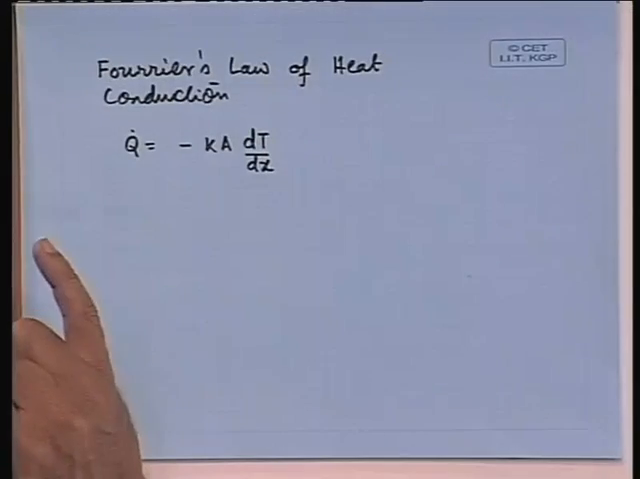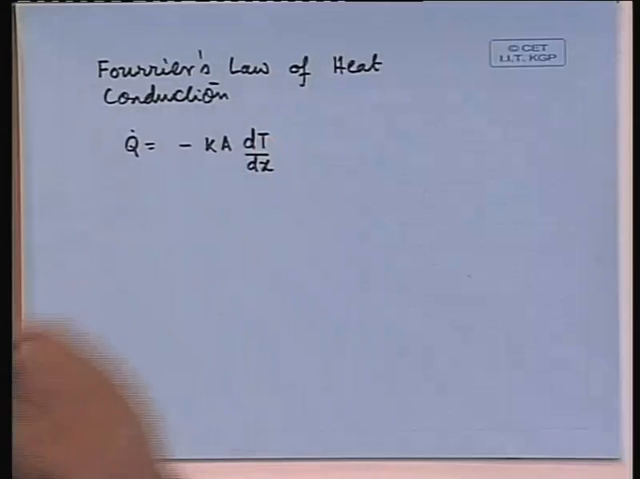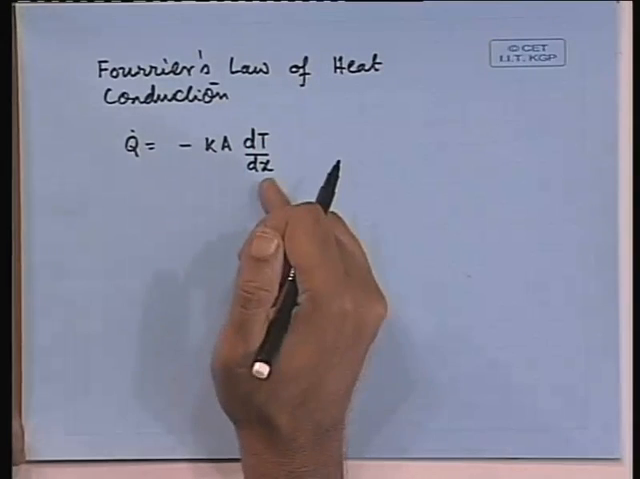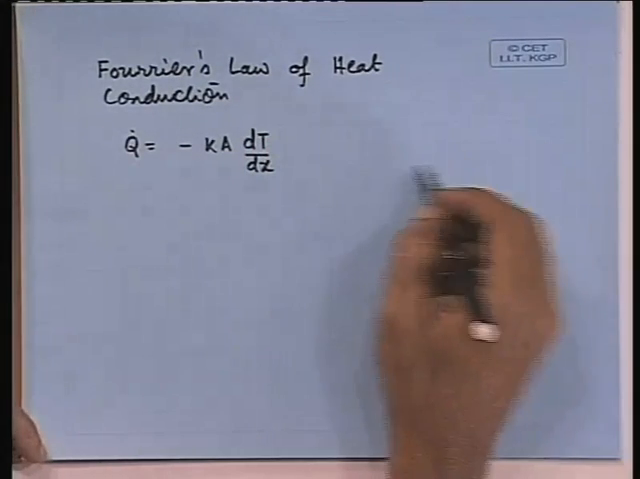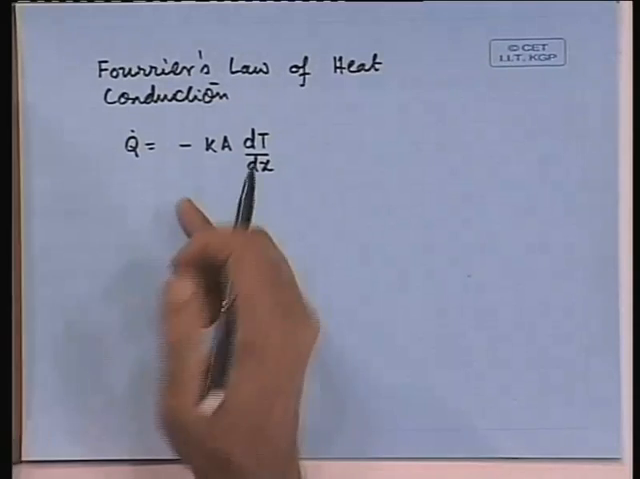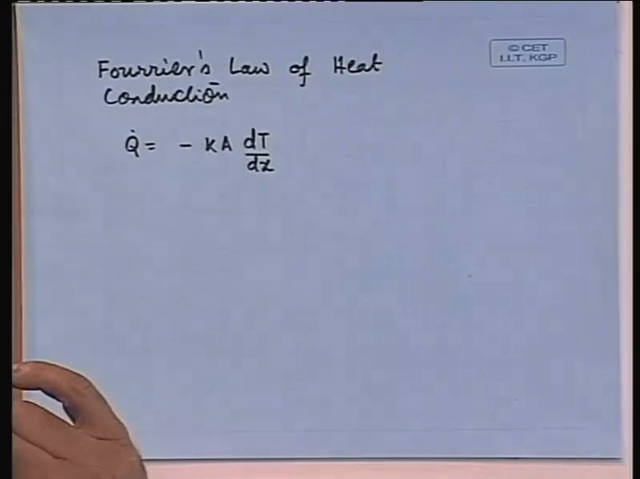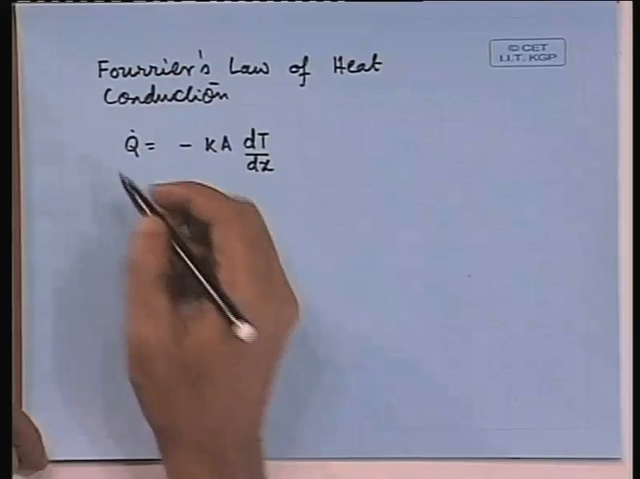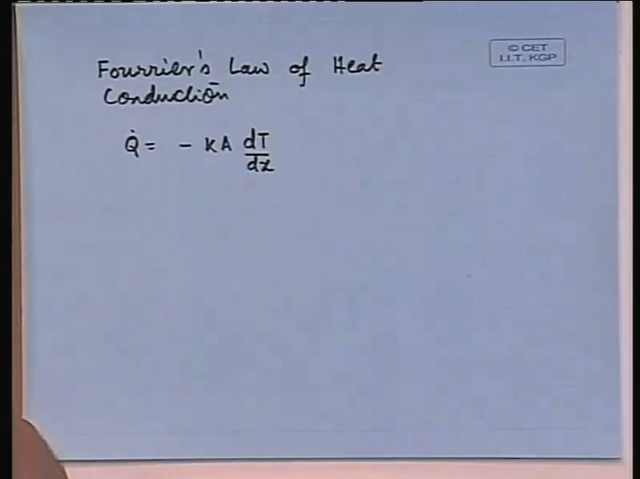Now, Fourier's law of heat conduction. So, what we can see, K is the conductivity of the material, A is the area, T is the temperature, and x is the direction. There is a negative sign indicating that heat transfer will be in the direction in which temperature decreases. All right. That means, from high temperature to low temperature we will have transfer of heat.